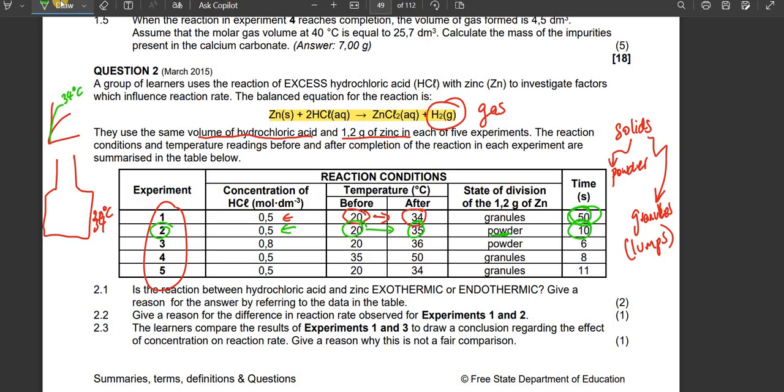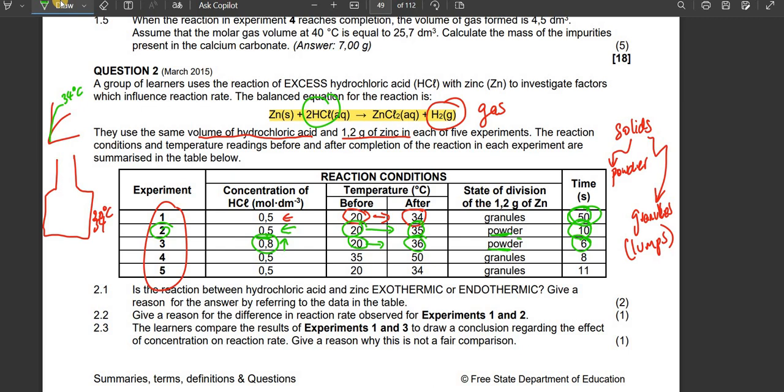Now, what did they do here? Now here they kept it as powder again. They still changed the temperature to the same thing, 35, 36 is more like the same thing. But instead of using 0,5 as the concentration of the acid, they now used 0,8. How much time was taken for the reaction? 6 seconds. That means the reaction was faster. Why? Because the higher the concentration, the faster the rate of the reaction.